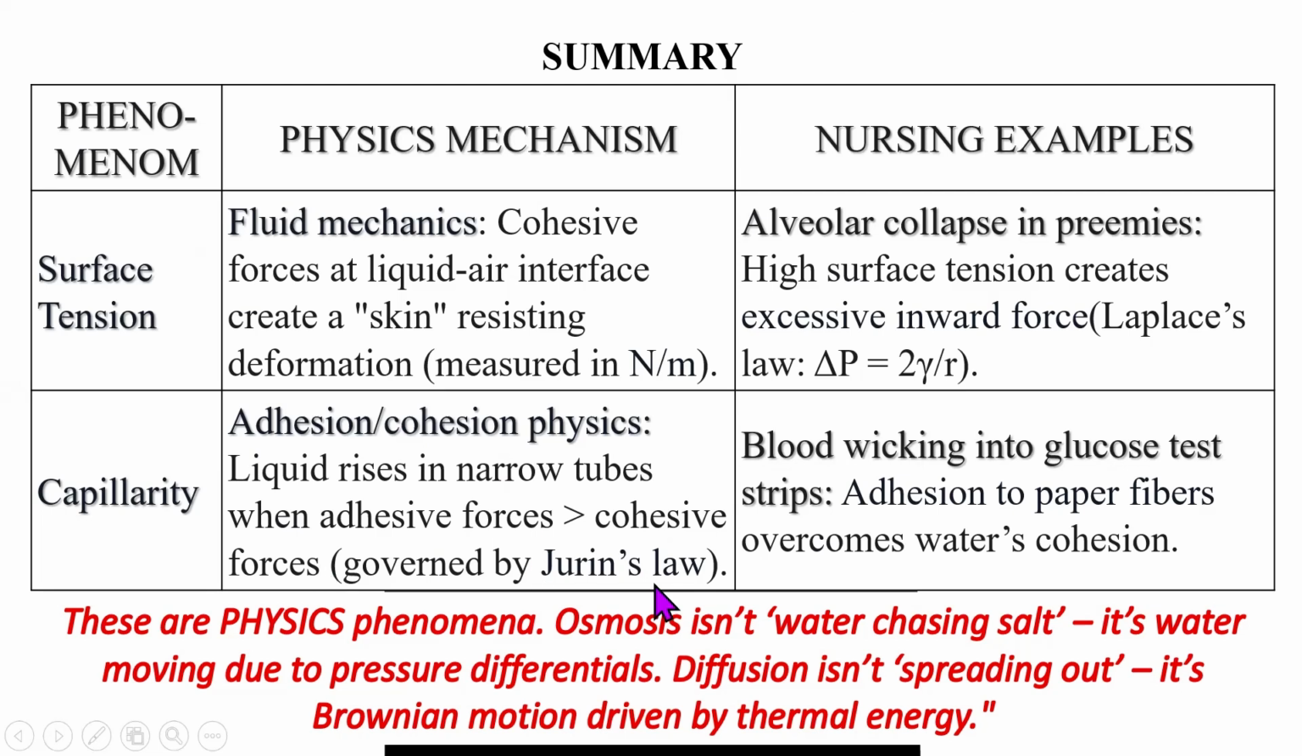This is governed by Dewey's law. For instance, the capillary tube is the principle that guides fluid flow in the capillary tube. Example in nursing practice: blood wicking into a glucose test strip. Adhesion to paper fibers overcomes water's cohesion. This is the principle that works with your glucometer strip as you put blood samples on it and it flows to read the result. This is the principle that is being put in place.